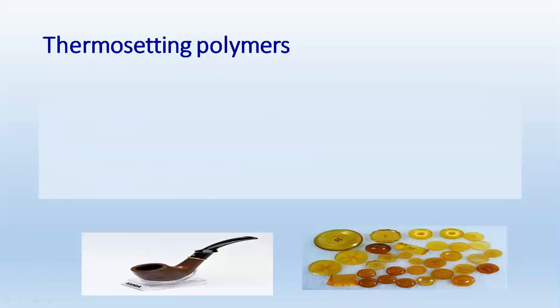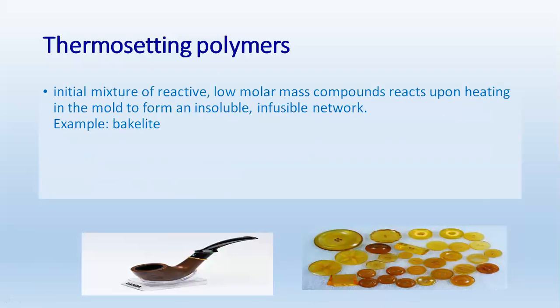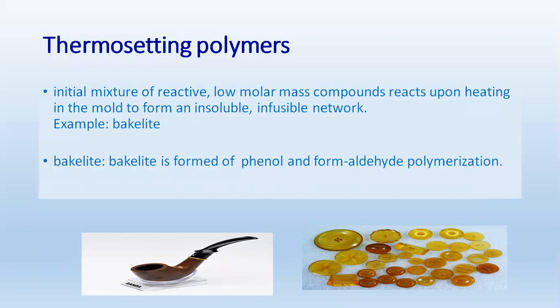Thermosetting polymers. The initial mixture of low molar mass reactants reacts upon heating in the mold to form an insoluble, infusible network. For example, bakelite.